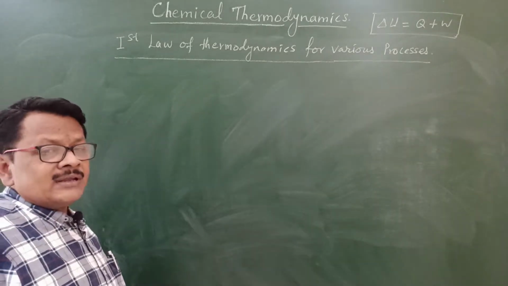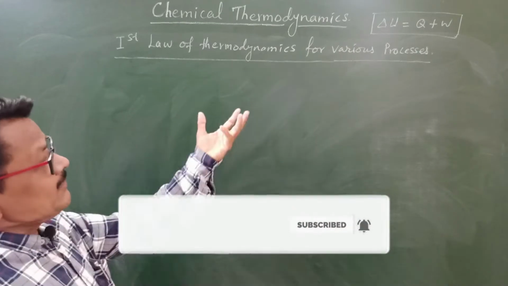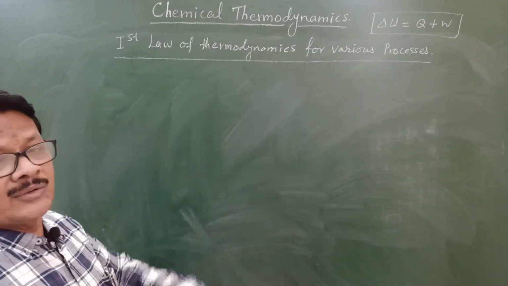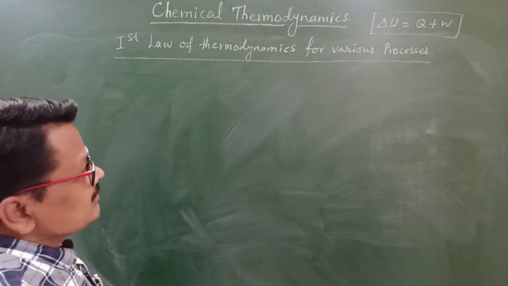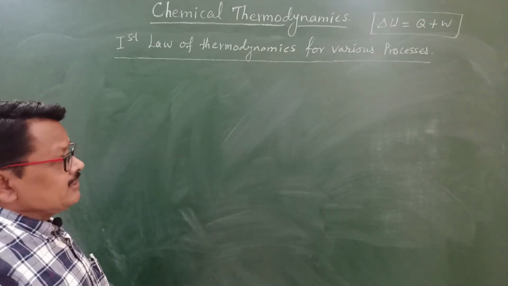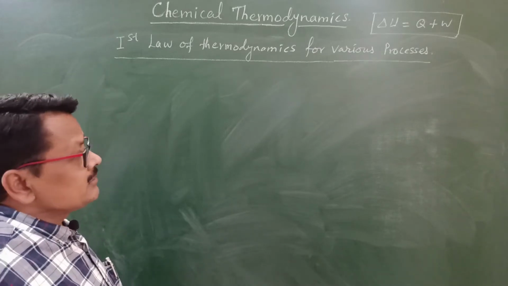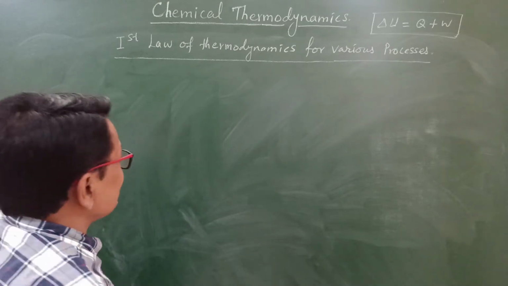So this mathematical equation, the first law of thermodynamics, can be applicable for various processes, and it can be written for various processes. We saw the processes. There are four types of processes. One is isothermal process, another is adiabatic process, third is isochoric process, and fourth is isobaric process.